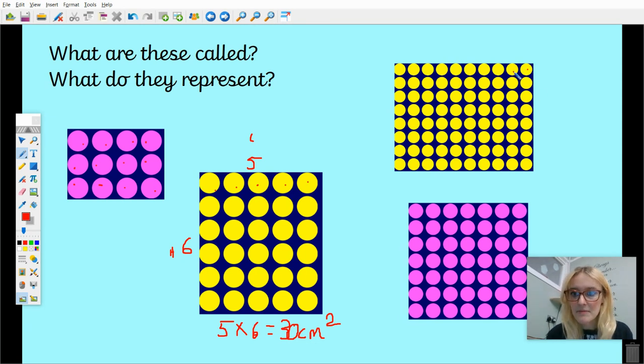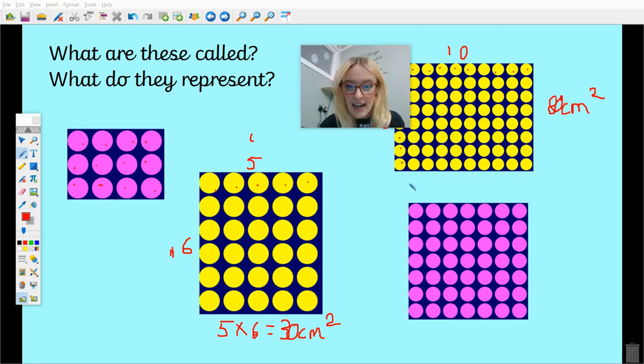Let's count the top row. 1, 2, 3, 4, 5, 6, 7, 8, 9, 10. 1, 2, 3, 4, 5, 6, 7, 8. That would be a lot to count. But instead, I could do 10, a 10, a 10, a 10, a 10, a 10, a 10, a 10. I could do 10 times 8. 10, 20, 30, 40, 50, 60, 70, 80. So this area is 80 centimetres squared.